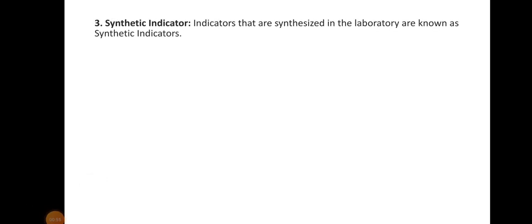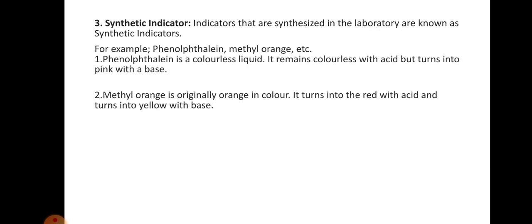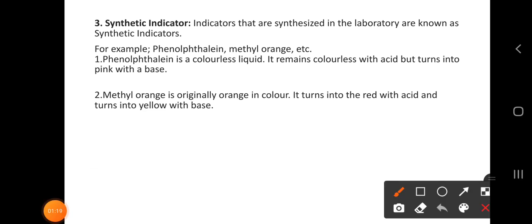Let's understand the concept of synthetic indicators. Synthetic means man-made, or you can say prepared in the laboratory. Indicators that are synthesized in the laboratory are known as synthetic indicators. Let us understand with an example. We have two indicators: the first one is phenolphthalein and the next is methyl orange.